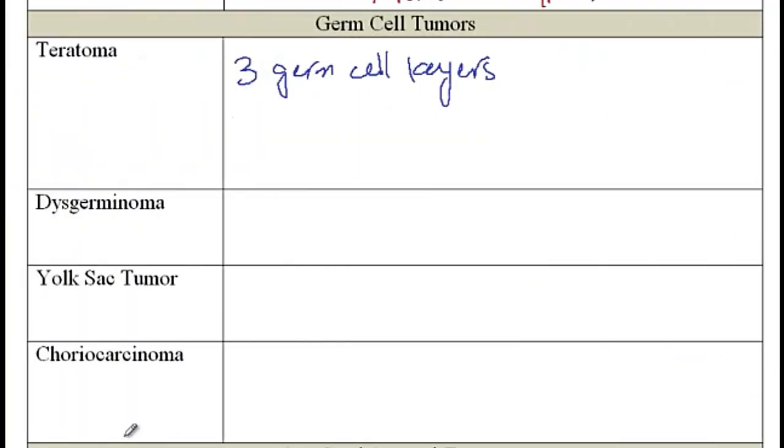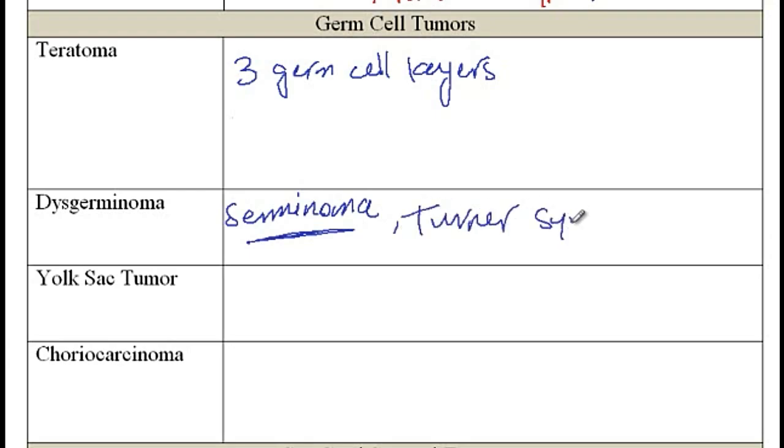The next type of tumor is the dysgerminoma, which is a malignant tumor that is very similar to male seminoma. So you wouldn't be able to differentiate dysgerminoma from seminoma on histology. This type of tumor is usually associated with Turner syndrome, and there is an increased production of human chorionic gonadotropin as well as increased lactate dehydrogenase in these patients.